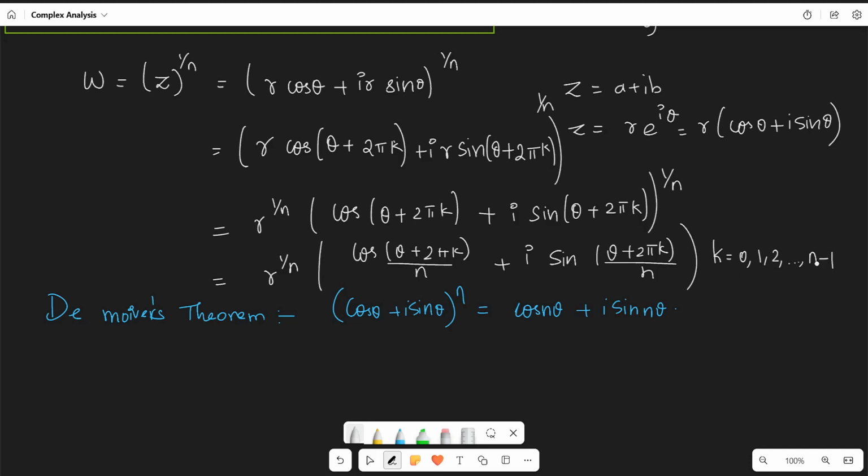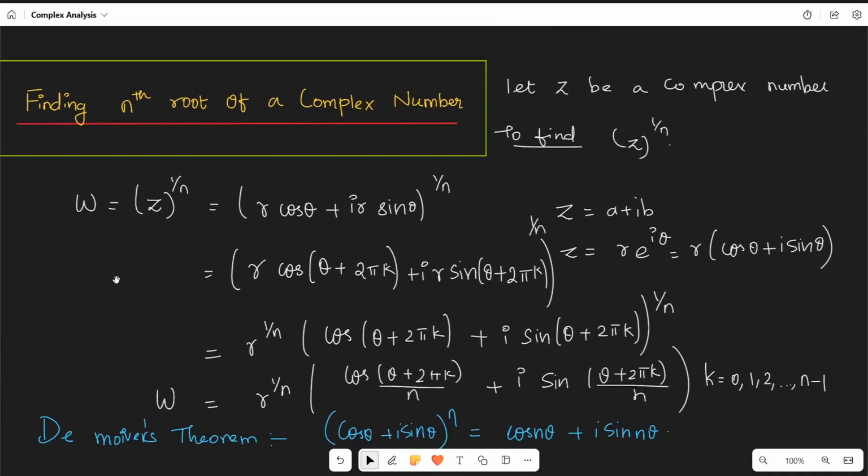Starting from 0 to n minus 1, k can vary from 0 to n minus 1, so it can take n entries. This is omega is equal to r power 1 by n times cos of theta plus 2 pi k by n plus i sin of theta plus 2 pi k by n. This is called the nth root of a complex number.